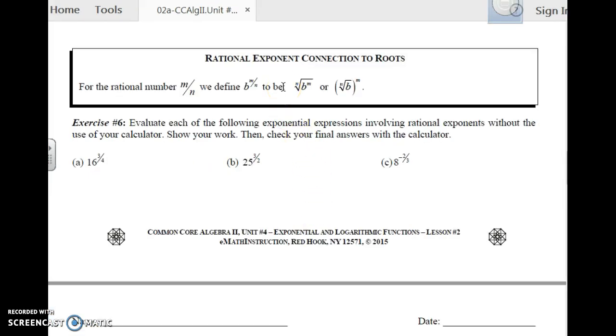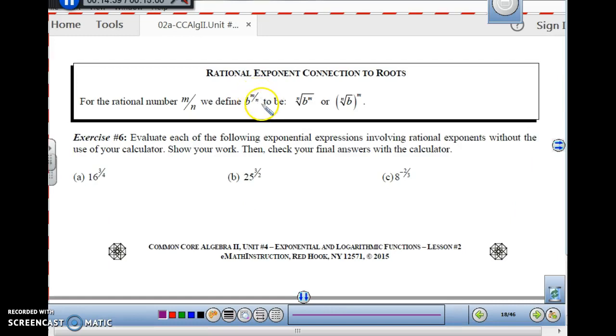So for the rational number m over n, b to the m over n can be the n root of b to the m power. You can do the exponent first and then the root, or you can do the root first and then the exponent. It doesn't matter. All right, so let's leave exercise 6. See if you can work these 3 out, and we'll go over them in class before we do the homework, so that we can sum everything up.